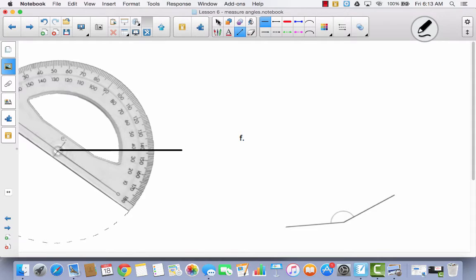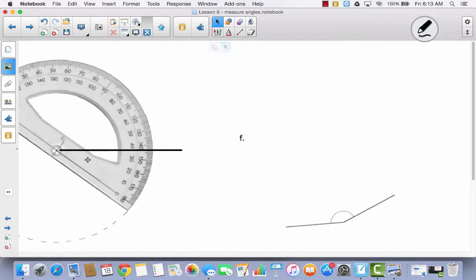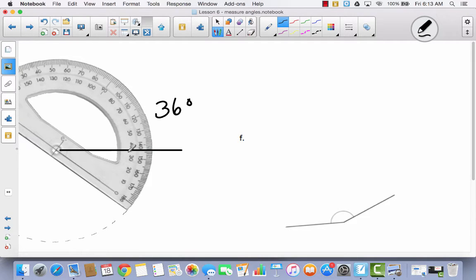Now when I look at this, it doesn't appear to be right on the 5 mark. It actually looks to be closer to 36. It's okay if you're a few degrees off, but it looks to be closer to 36 degrees. If you said that it was like 145 degrees, you forgot that this was an acute angle. So make sure you ask yourself, is it acute or is it obtuse?